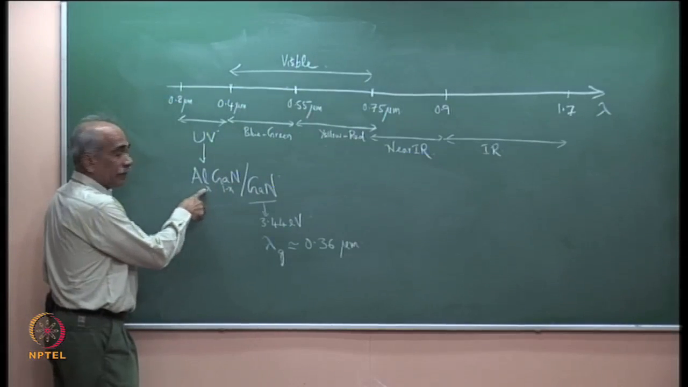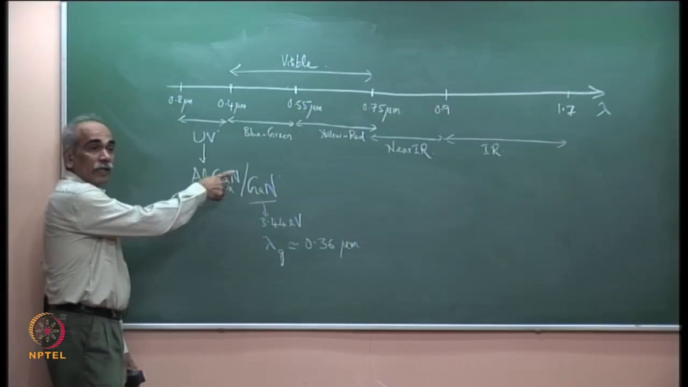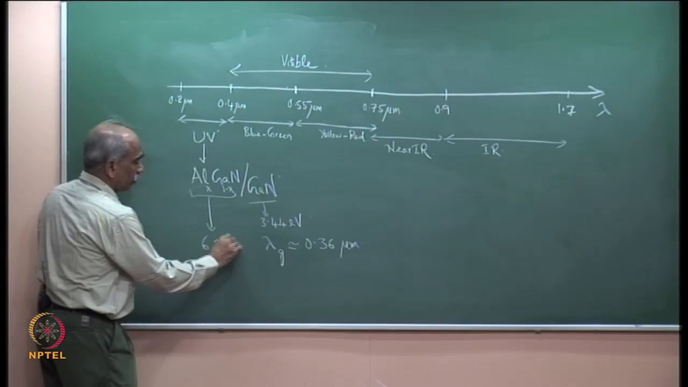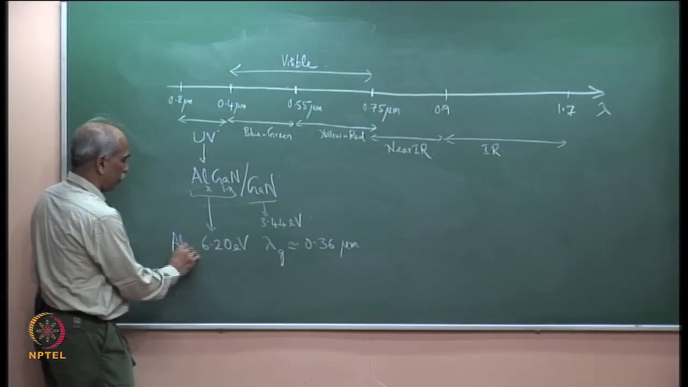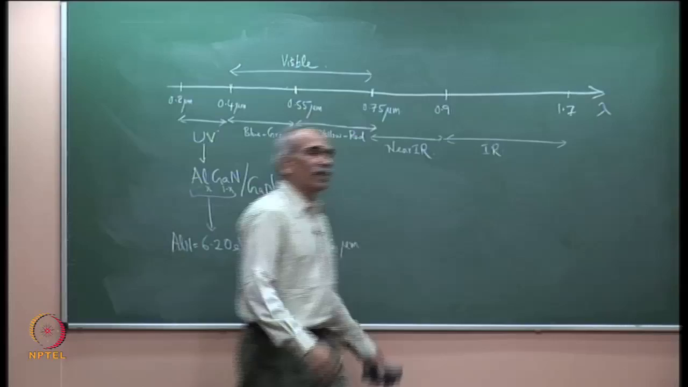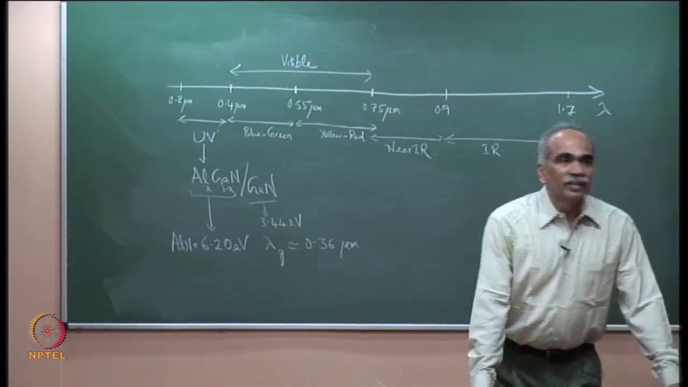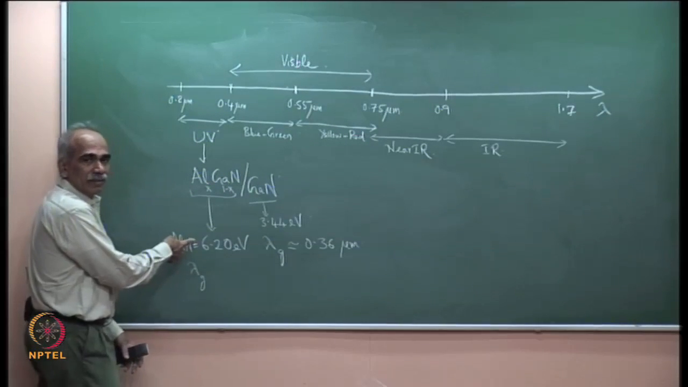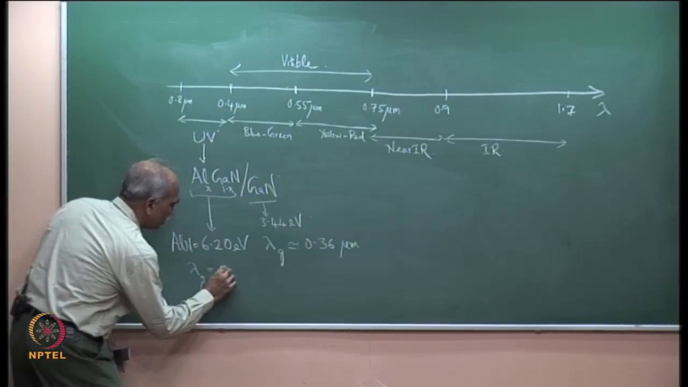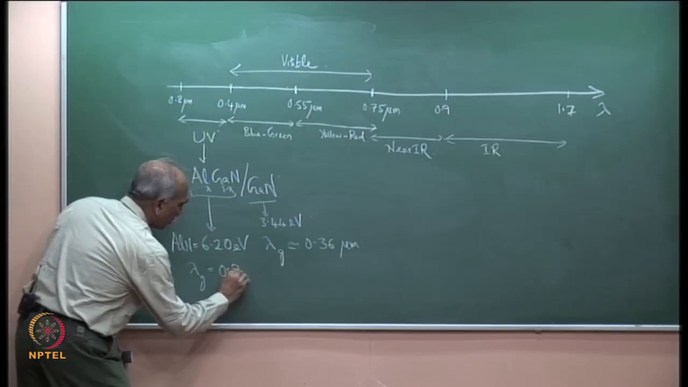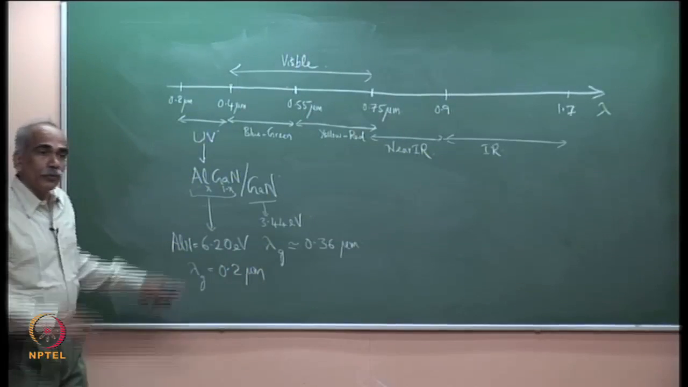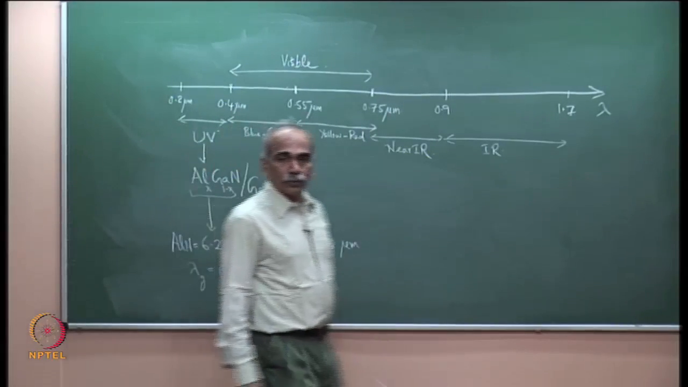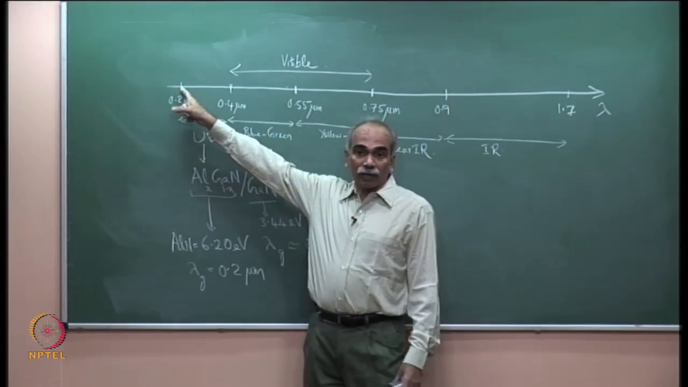This is aluminum gallium nitride. So if x equal to 1, we have aluminum nitride. Aluminum nitride is a very wide band gap semiconductor, 6.20 eV, an insulator literally. What is the wavelength lambda g? 1.24 divided by 6.2, that is 0.2 micrometer. So, this end is 0.2 micrometer.